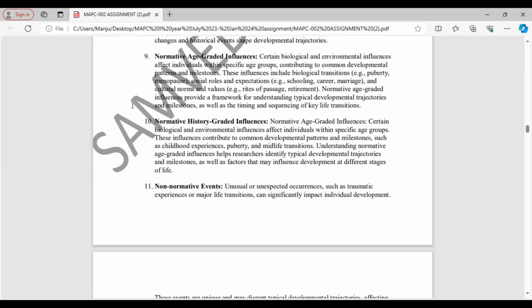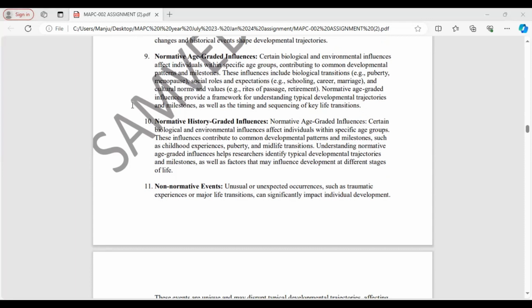Then normative history-graded influences. Certain biological and environmental influences affect individuals within a specific age group, and these influence the common developmental patterns and milestones, like childhood experiences. All the children go through these experiences: puberty, midlife transitions, and so on.